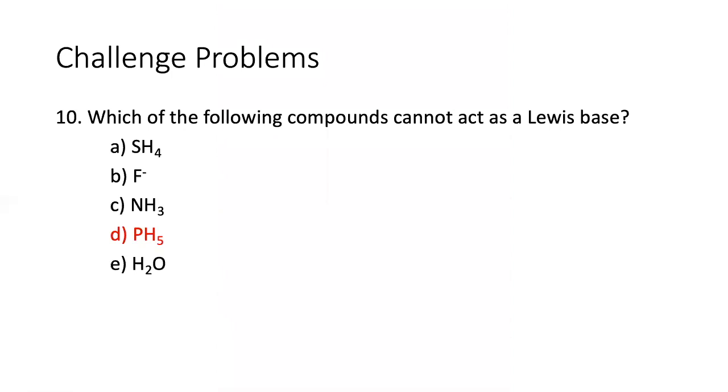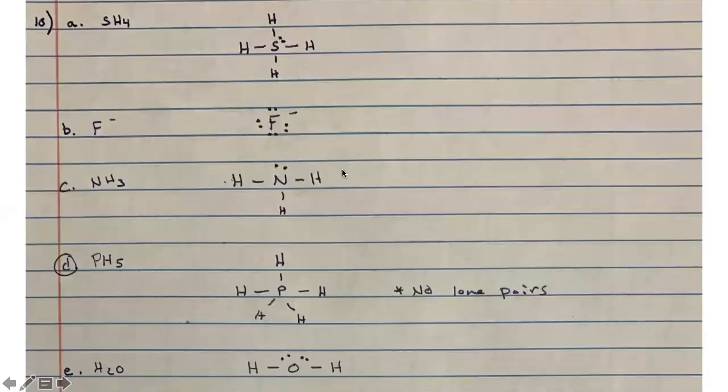Number 10, which of the following compounds cannot act as a Lewis base? Remember that a Lewis base, by definition, donates an electron pair. Here I wanted you to understand these structures, and if you drew them out, you could see that every choice besides choice D had a lone pair. Because all the other choices have a lone pair, they have the potential to act as a Lewis base. However, choice D has no lone pairs. Therefore, it can't donate a lone pair, and so it can't possibly be a Lewis base.